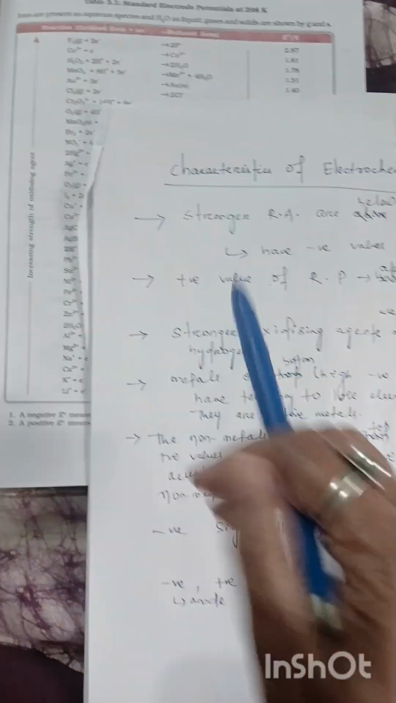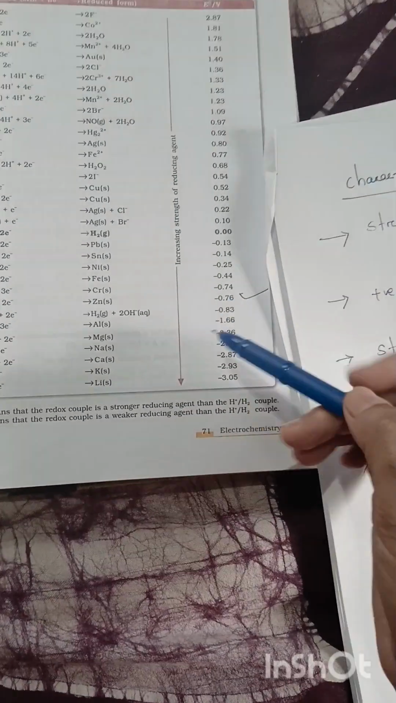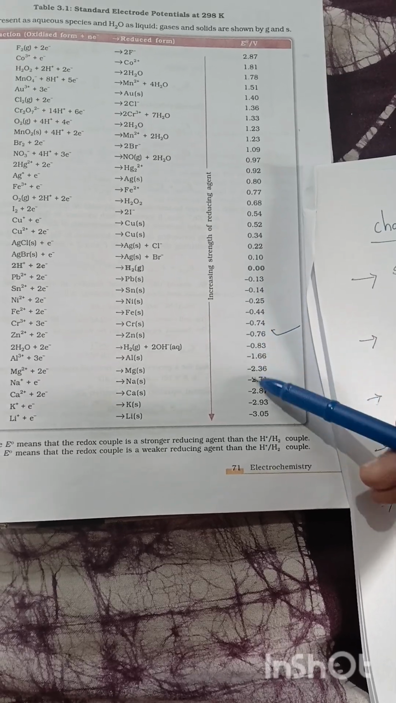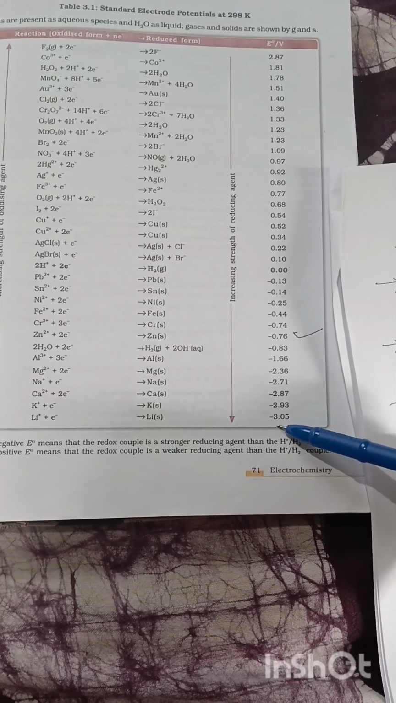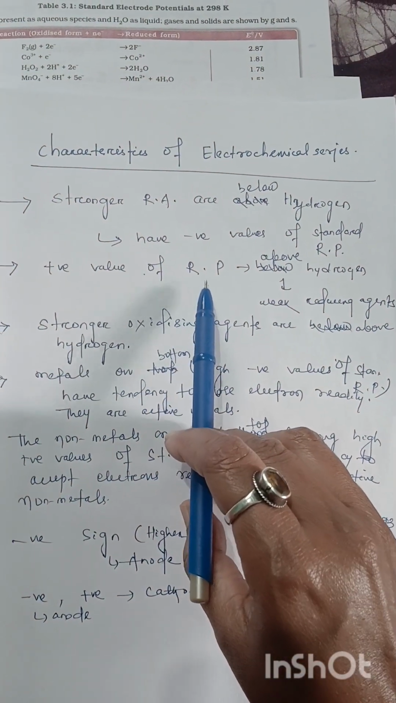They have negative values of standard reduction potential. Here you can see all the values below hydrogen are negative. The most negative value is that of lithium, so it is the strongest reducing agent. Then next are the positive values of reduction potential. You can see some positive values above hydrogen. So these are weak reducing agents.